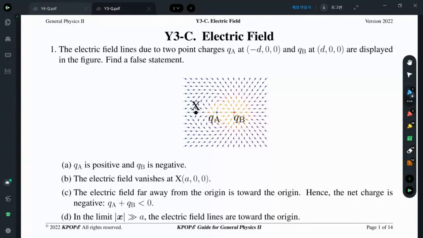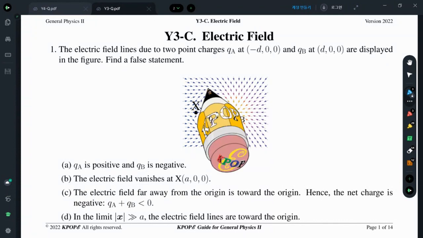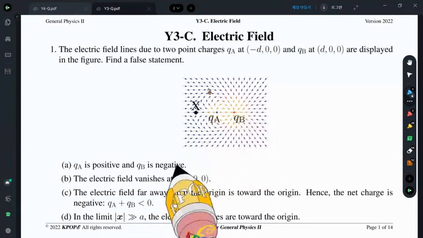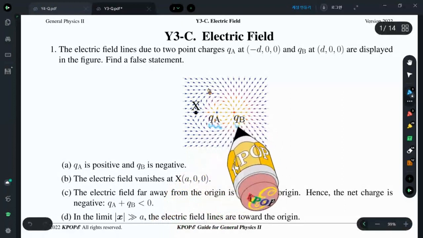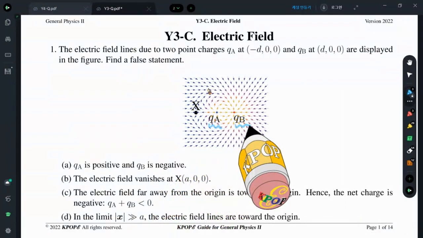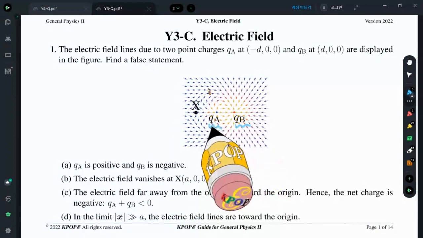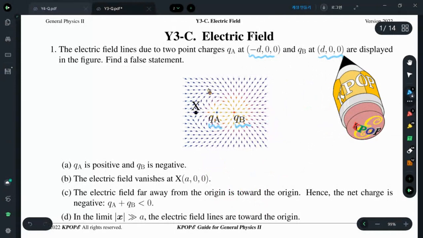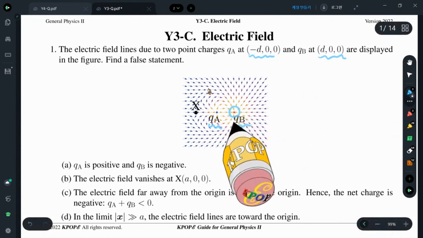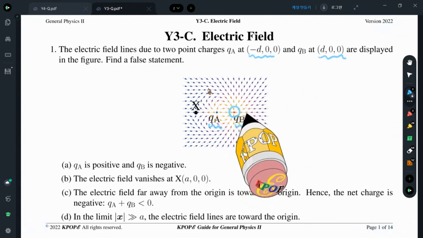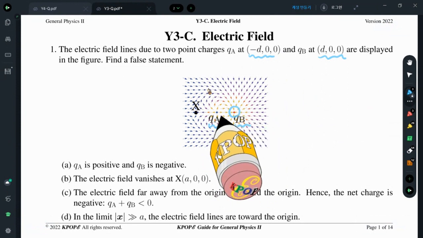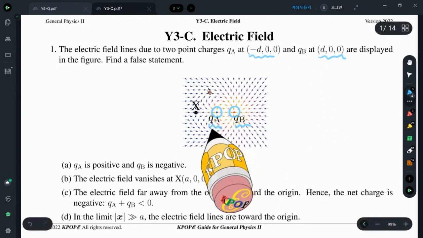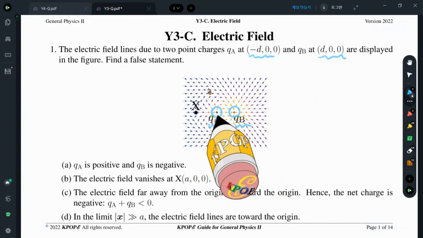Y3, electric field. This plot shows the electric field lines due to two point charges QA and QB on the plane. The two charged particles are placed at these coordinates on the XY plane. We find that the electric field around B is converging to that point. The electric field near the point charge A is diverging from that point.